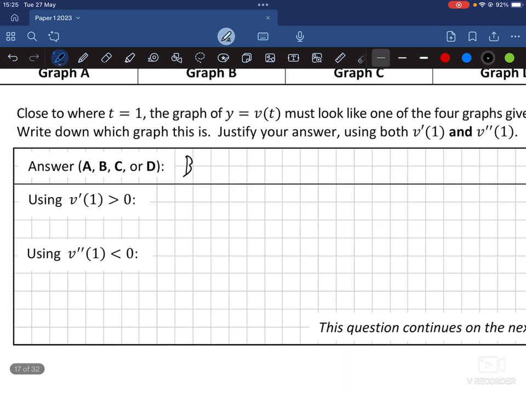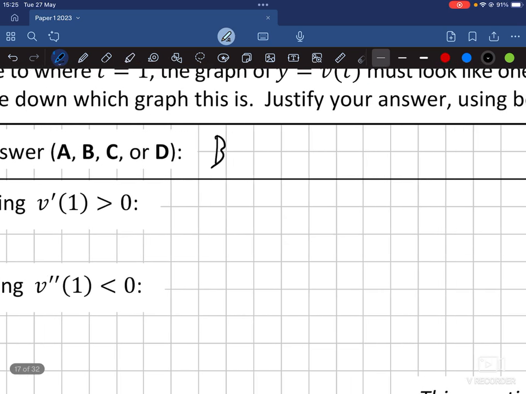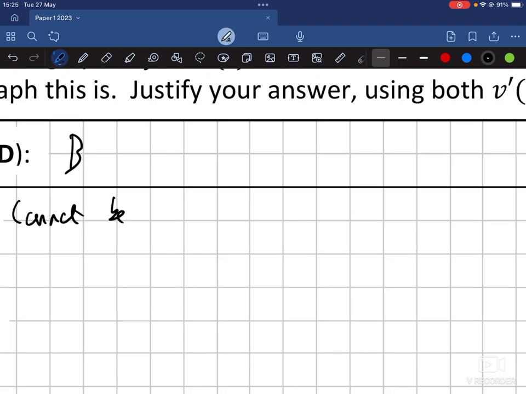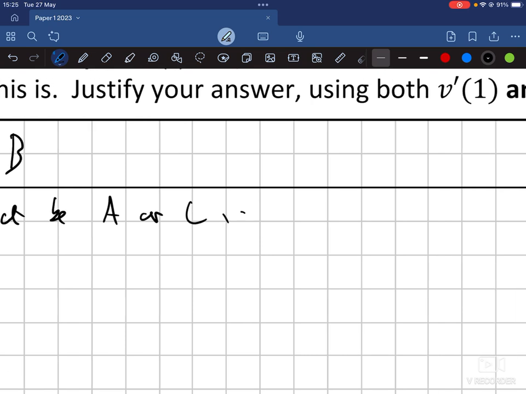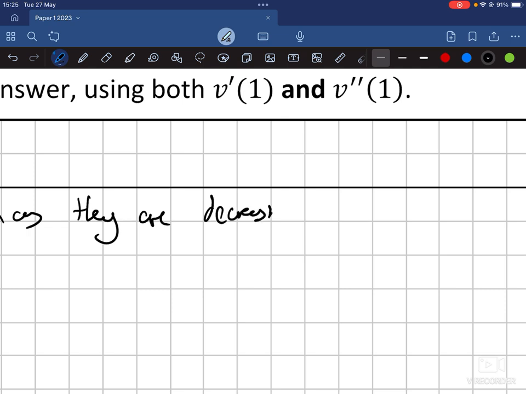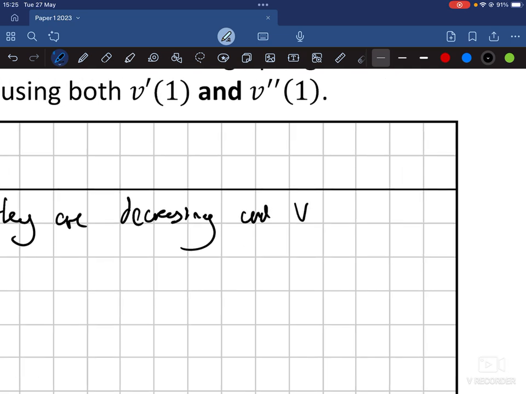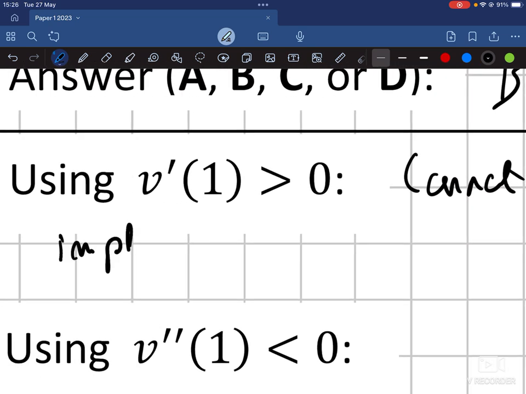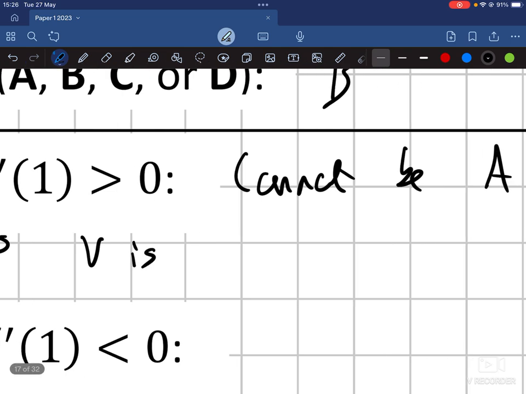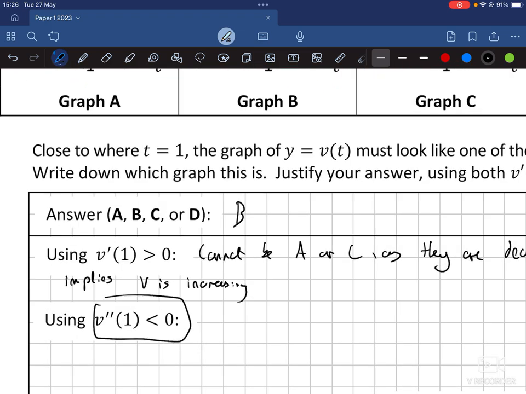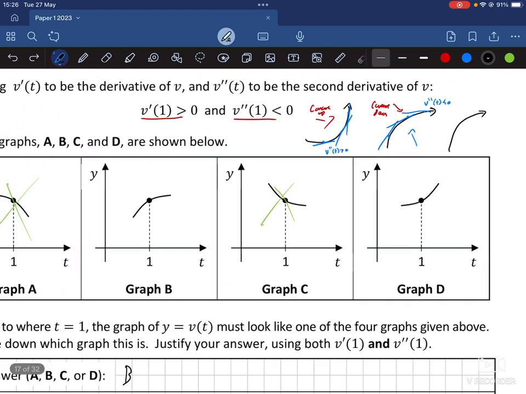And that's what we could say. So it says, justify your answer. We can say, well, basically it cannot be A or C, as they are decreasing, and then we can say this implies B is increasing. Okay, then we're left with 2. Next, we have to give the next one. That's how we would go about this one here.